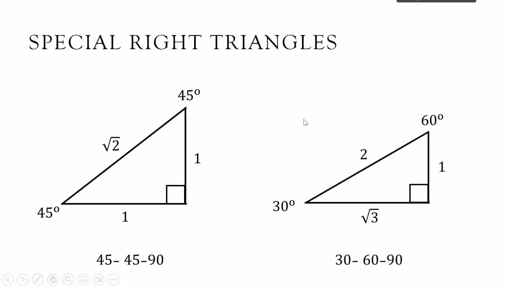The second one I want to talk about is what I call the 30, 60, 90 triangle. Just like the 45, 45, 90 triangle, the 30, 60, 90 triangle has angles of 30 degrees, 60 degrees, and 90 degrees. The way this is formatted is that the side opposite from 30 has length 1. The side opposite of 60 degrees has length square root of 3. And the side opposite from 90 has a length of 2. So these are my two special right triangles.